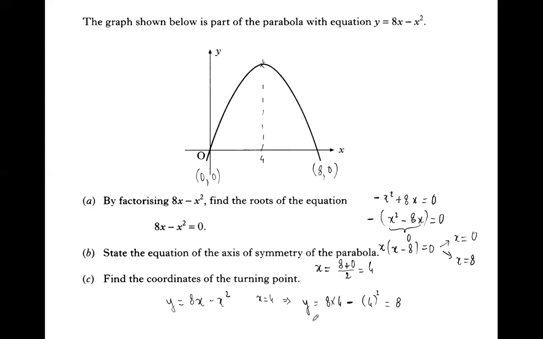Coordinates are (4, 16). Remember you need to write coordinates as x and y. Take that habit, even if they don't ask you, always do that. So this would have been factorizing, find the roots, which would be 2 marks. Then axis of symmetry is just 1 mark, and the coordinate would be 1 mark. So again, that would be a good fat 4.